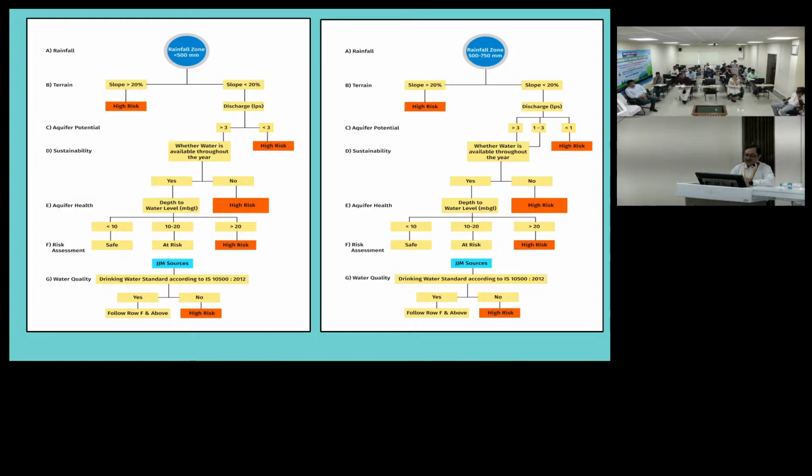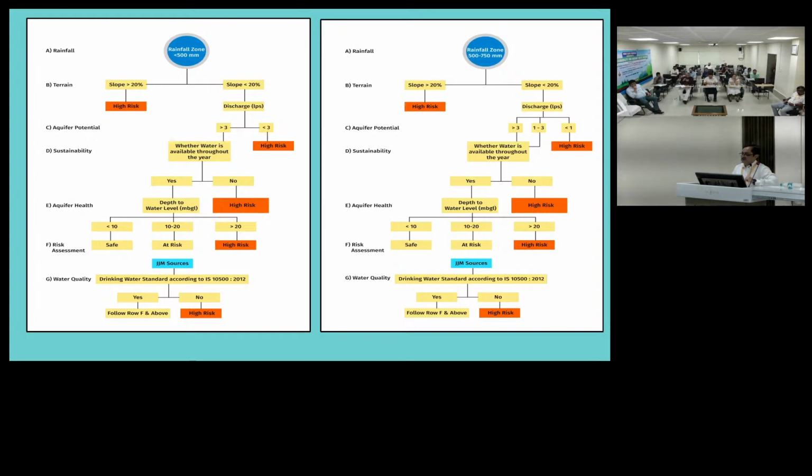Now we look at aquifer health, so depth to water level. If the depth to water level is less than 10 meters, then that village is safe. If it is 10 to 20 meters, it is at risk, and more than 20 meters is high risk. And for water quality, if any of your parameters falls under bad water quality, then it will be considered a high risk village.